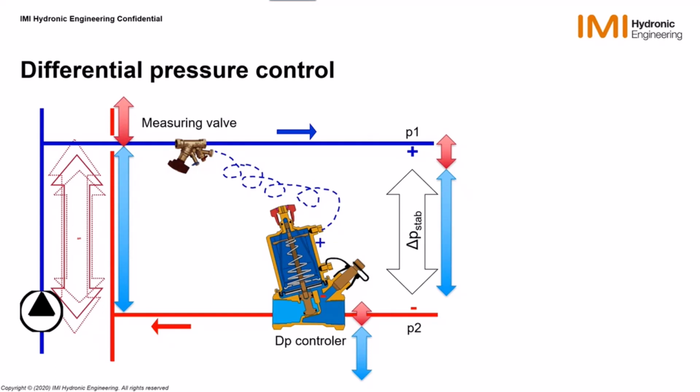But still, now the DP controller can feel an increased difference between P1 and P2, so an increased delta P stab on the membrane. This means an increased force on the membrane. The spring is still in the same position as before.